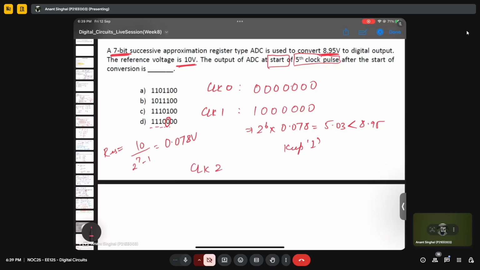Clock 2, the 1 will keep the same. The clock 2 will make one more 1. This will be 64 plus 32, that is 96 times 0.078. This will give me 7.5 something, which is still less than 8.95. So what we'll do, we'll keep the 1 again.